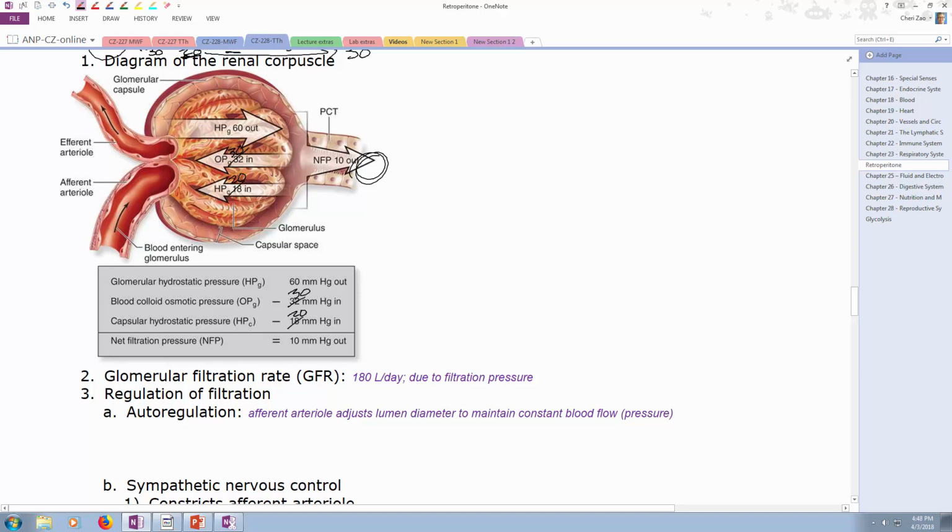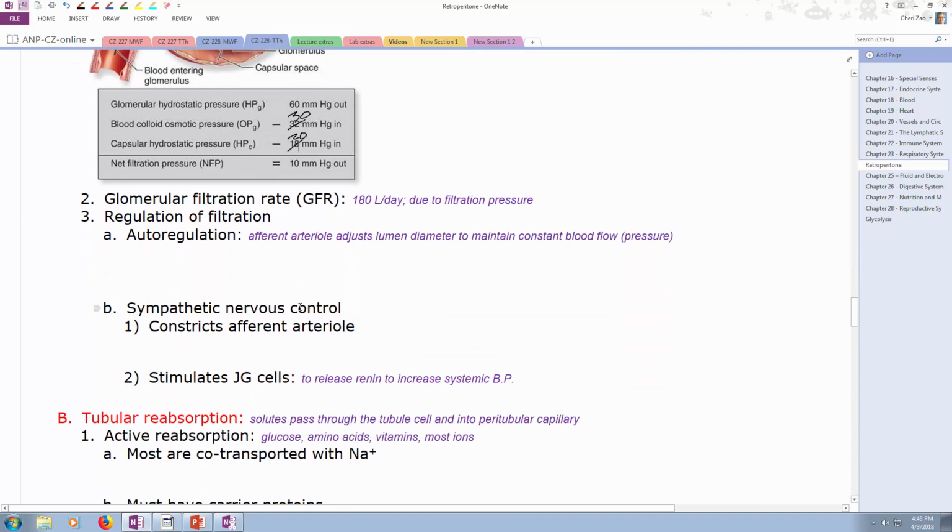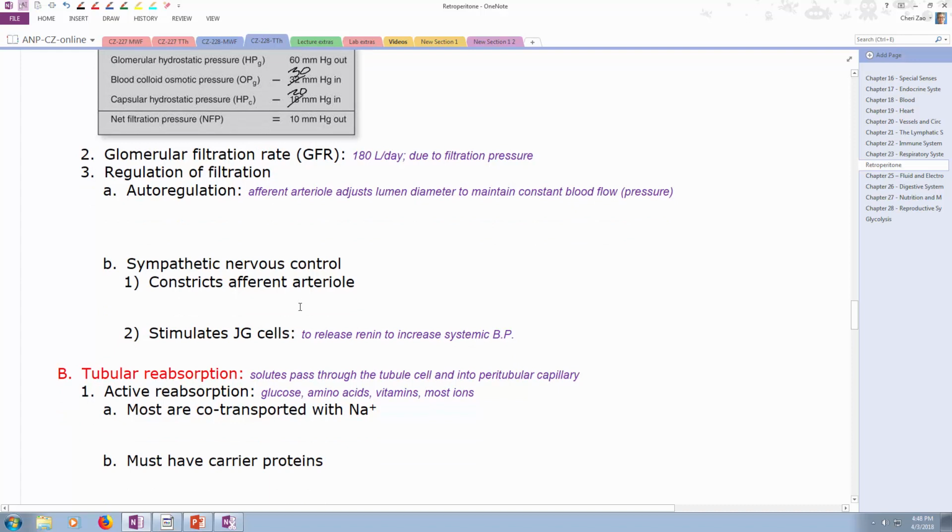Here in our notes, glomerular filtration rate is abbreviated GFR, 180 liters a day, and it is basically all due to that 10 millimeters of mercury net filtration pressure. How do we regulate how much filtrate you make in a day? There's two main methods. One is autoregulation, which means the kidneys have the ability to actually regulate their own blood flow.